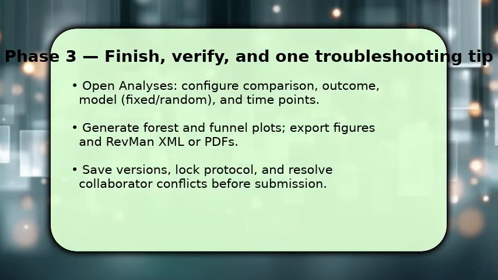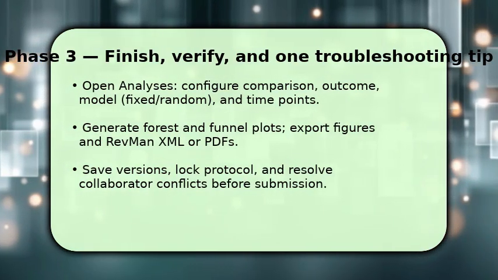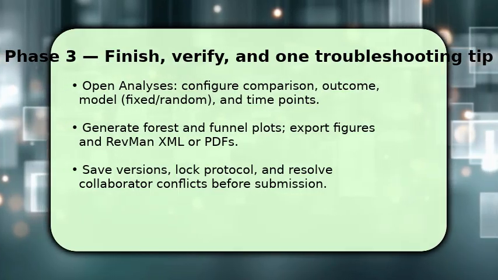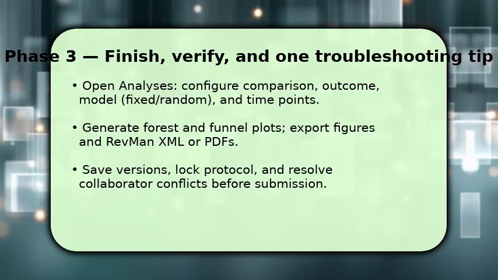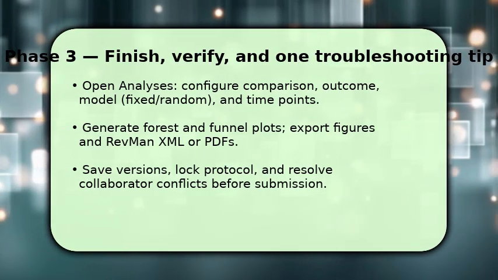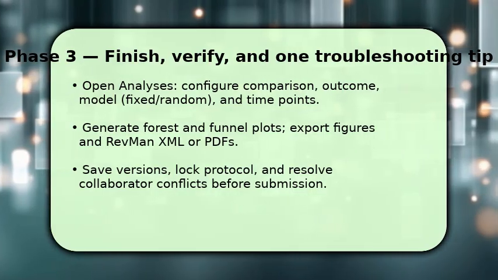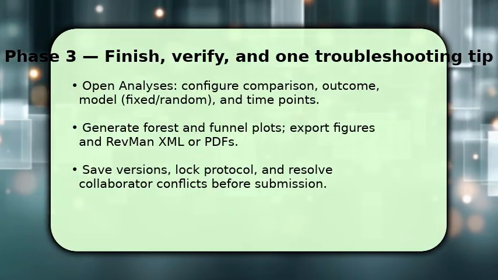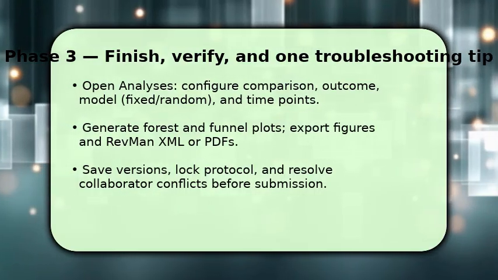You now set up analyses by selecting Comparison, Outcome, and Model. Choose fixed or random effects and specify time points. Once results generate, review forest plots, heterogeneity stats, and funnel plots, export figures and the RevMan XML or PDF for sharing. Before finishing, save a final version, lock the protocol if required, and resolve any collaborator conflicts.